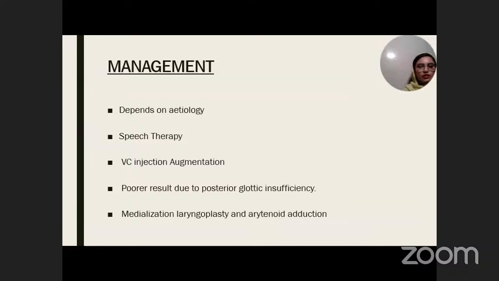Management depends on etiology. With proper speech therapy, the healthy cord may compensate for the loss of function of the paralyzed vocal cord. In uncompensated cases, injection augmentation is done using Teflon paste lateral to the paralyzed cord. Medialization laryngoplasty and arytenoid adduction are the preferred procedures.